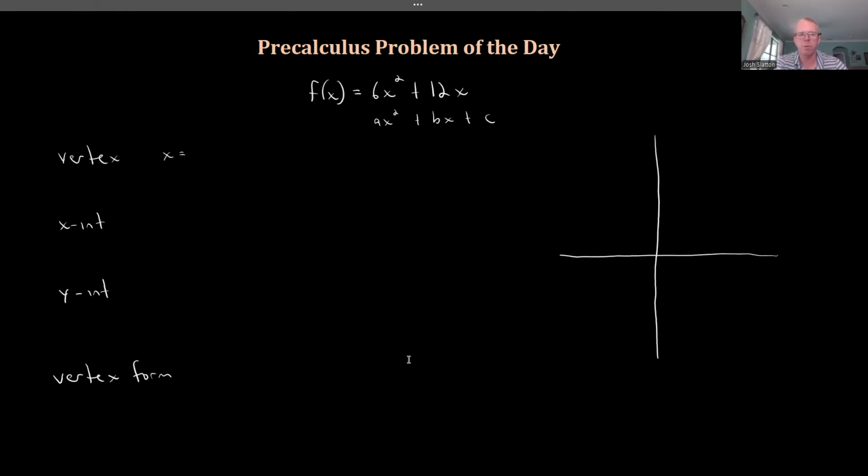So the x coordinate is just x equals negative b over 2a. So it's just a simple matter of plugging in, in this case, 12. So negative b would be negative 12 over 2 times a, which is 6. And we get negative 1.